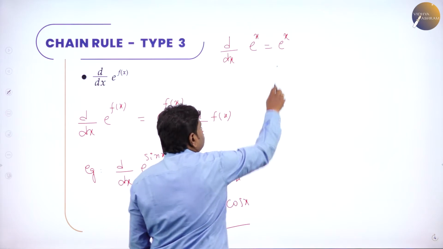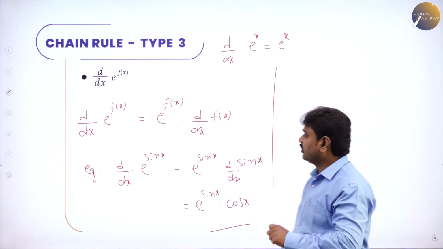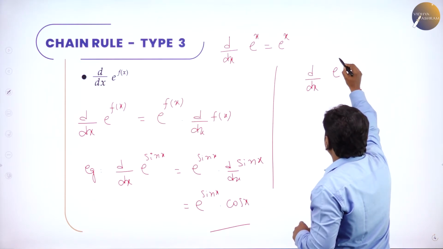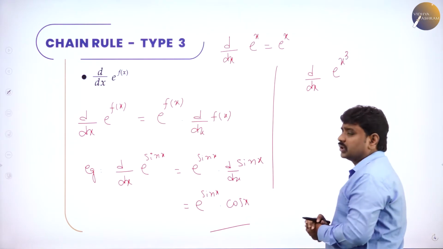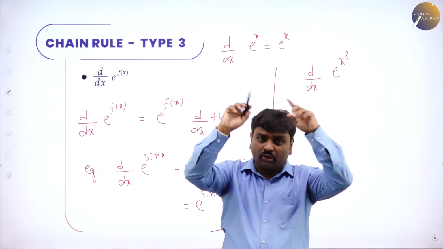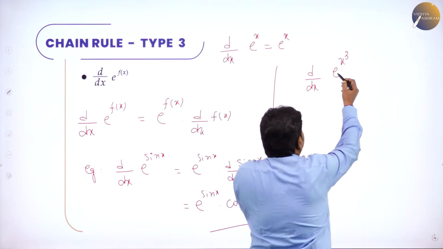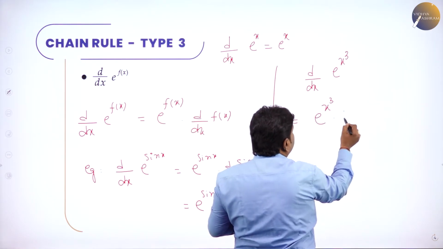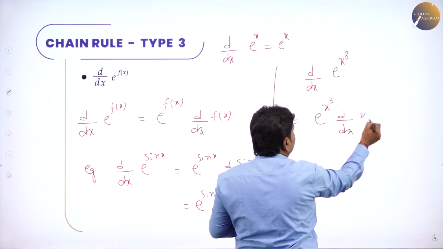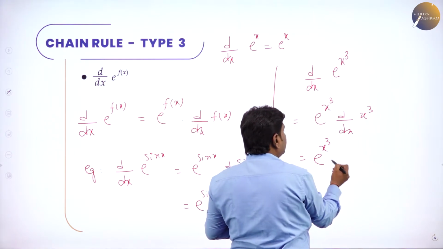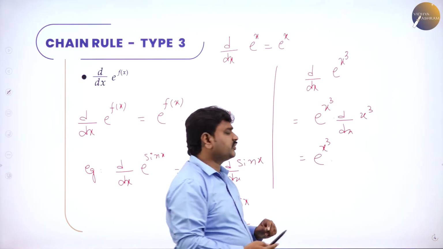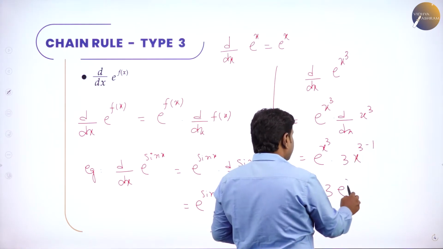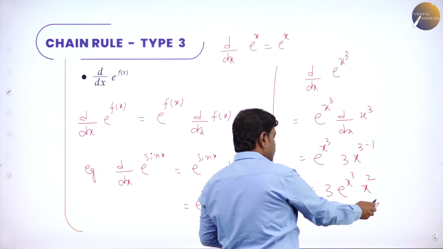Now we have other important values. Suppose I ask you to find d by dx of e power x cube. It is not e power x the whole cube, it is e power x cube. So now it is again in the form e power f of x. Derivative of e power f of x is e power f of x into d by dx of the internal function. The internal function is x cube. And e power x cube into d by dx of x cube. It is in the form x power n. What is differentiation of x power n? n into x power n minus 1. So you will get 3 outside, and it will be e power x cube into x square. So this is the answer.